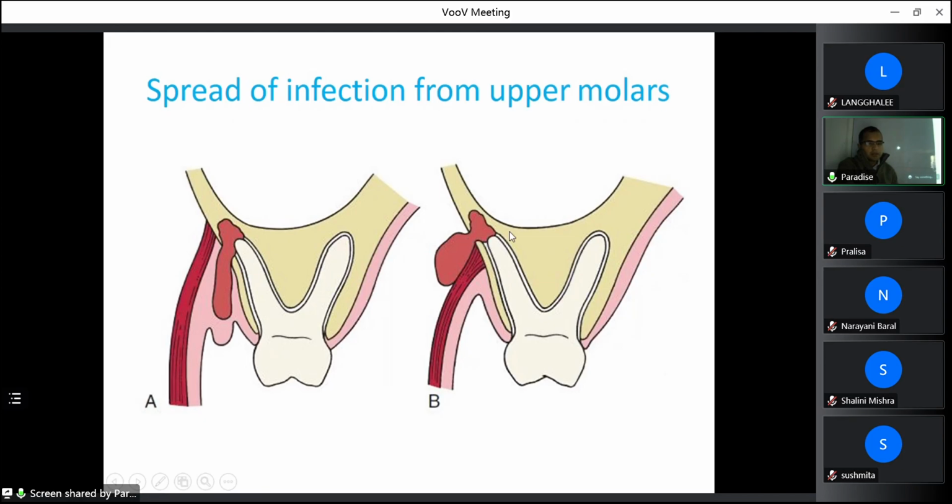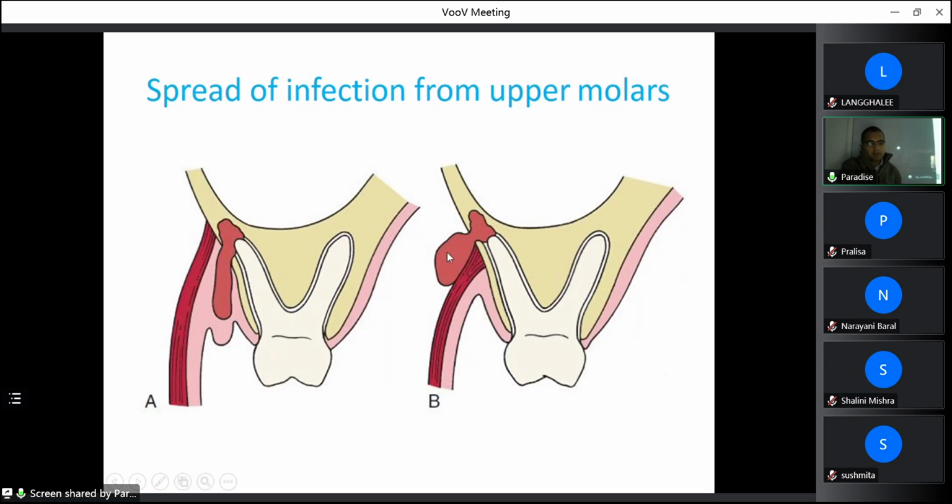Whenever there is periapical infection in the buccal root of the molar region, it may lead to either vestibular abscess or buccal space infection. So it depends on the thickness of bone and the length of root. Also, the most important thing is the attachment of buccinator muscle. If the cortical bone is perforated below the attachment of buccinator muscle, then it will lead to vestibular space infection or vestibular abscess.